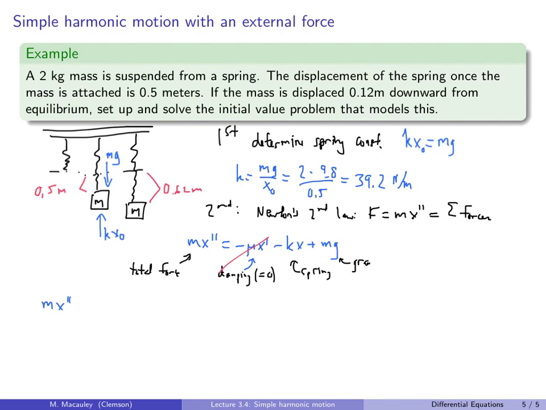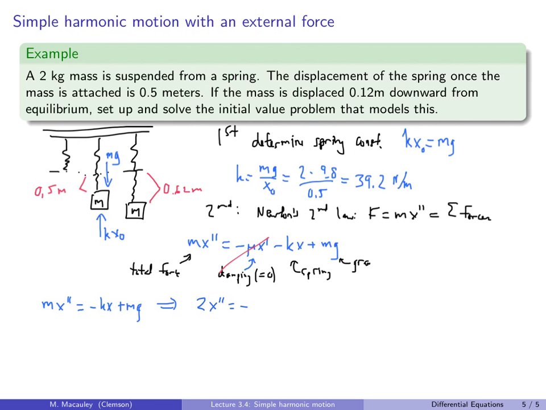mx double prime equals negative kx plus mg. I guess I didn't need to write that again because I have it up here. Although anyways, I can write this as 2x double prime equals negative.